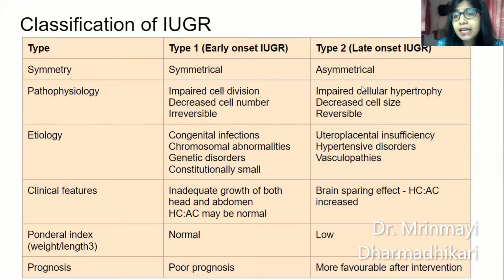In contrast, late onset IUGR is when there is impaired cellular hypertrophy. There is decrease in the size of the cell.